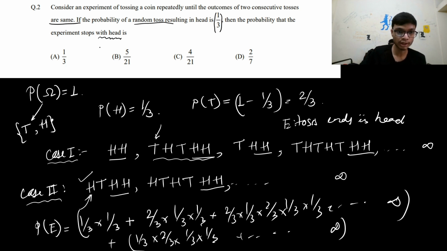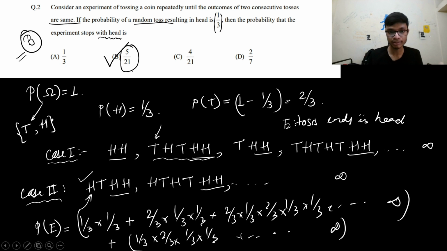The result of this particular outcome, or the event when this experiment stops with a head, is basically 5 by 21. So this is the answer to this particular problem, which is option number B. I hope you are able to understand this problem. Okay, so it's a very pretty simple question.